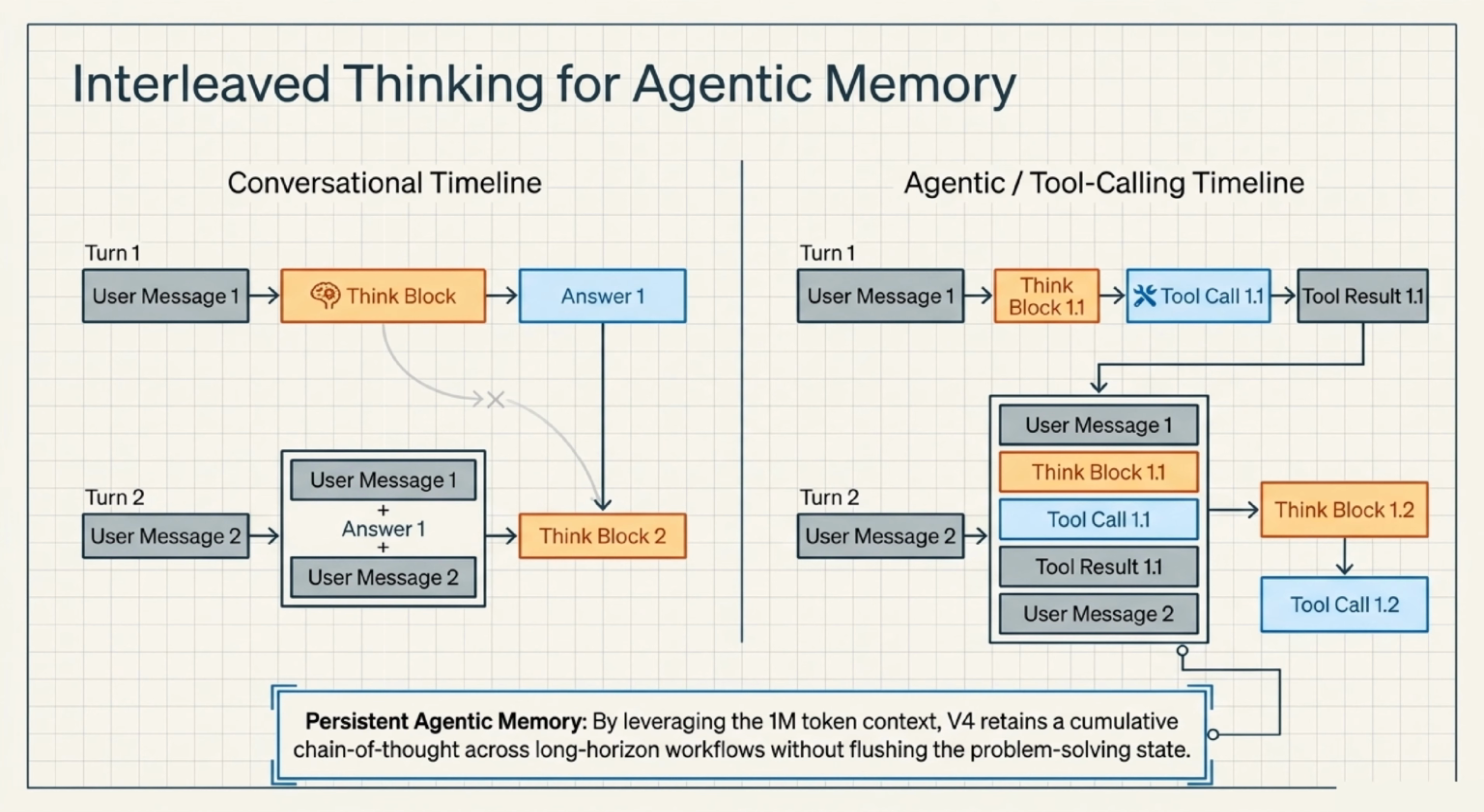V4 also introduces persistent agentic memory. By leveraging the 1 million token context, the model retains a cumulative chain of thought across long-horizon workflows. This means thinking blocks interleave seamlessly with tool calls and tool results, turn after turn, without ever flushing the problem-solving state.